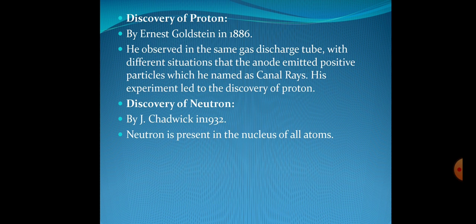Afterward, the positively charged subatomic particle of an atom was discovered by Goldstein in 1886. He observed in the same gas discharge tube with a different setup that the anode emitted positive particles which he named canal rays. His experiment led to the discovery of proton, and subsequently neutron was also discovered, which is present in the nucleus of an atom.